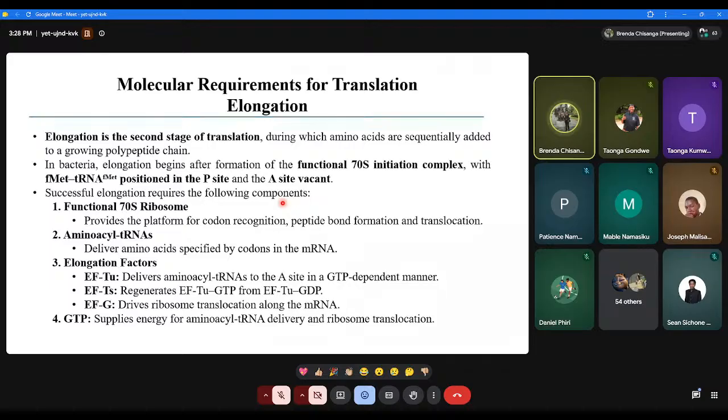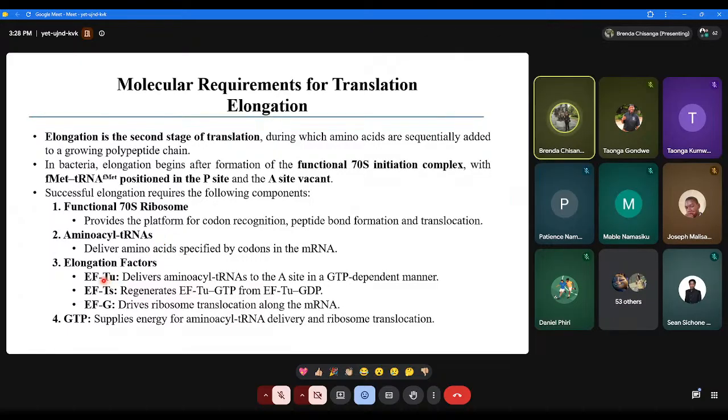So then, successful elongation requires the following components. You must first have the functional 70S ribosome. You must also have a pool of aminoacyl tRNAs. What do we mean by that? At this point, we understand what this means. These are tRNAs that have been charged, meaning that they are carrying amino acids on the 3' end that correspond to the anticodon on the tRNA, and that will also correspond to the codon on the mRNA. That's what we mean by aminoacyl tRNAs.